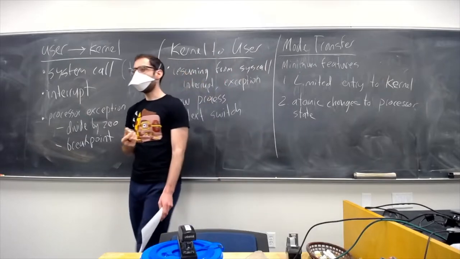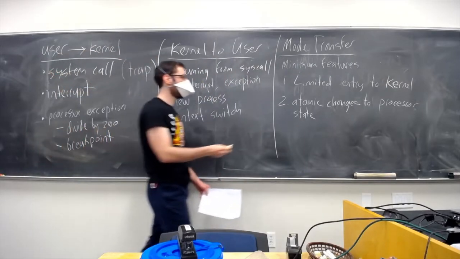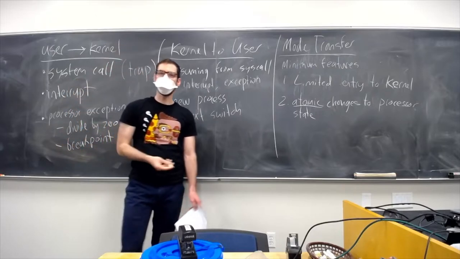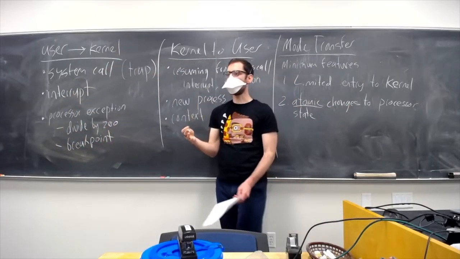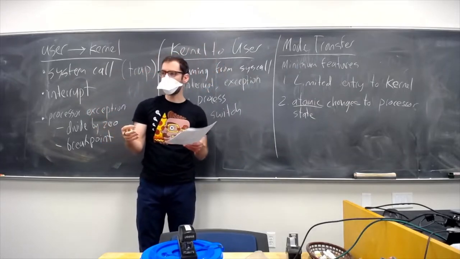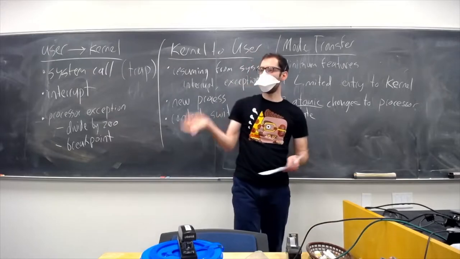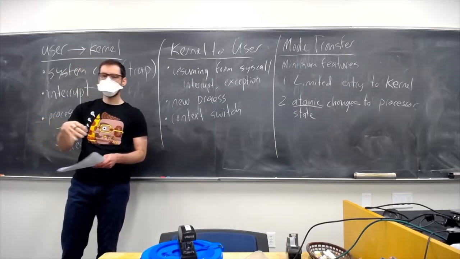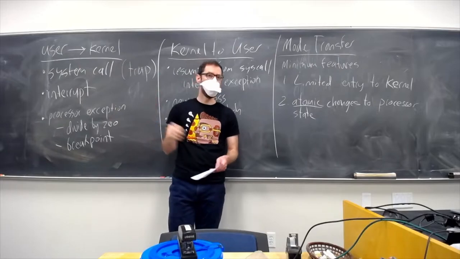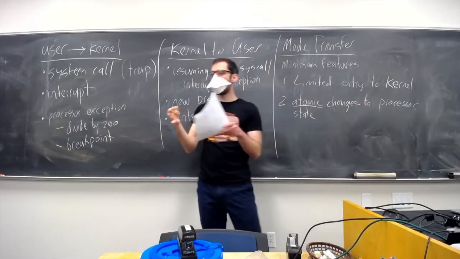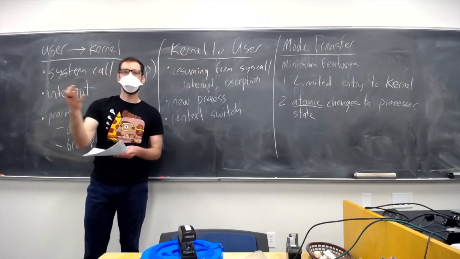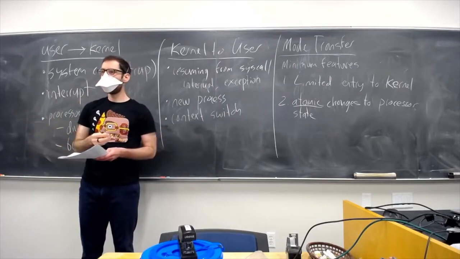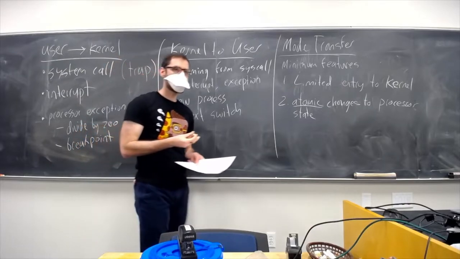Another thing that we really care about is atomic changes to processor state. Does anyone remember what atomic means? All or nothing? Yeah, all or nothing. We want these changes to be indivisible. There's a set of changes we need to make to the processor state, such as switching which memory we're using, switching where our instruction pointer is, like the address of the next instruction we're going to run, and switching which mode we're in, kernel or user. These changes need to be atomic. We can't have something happen in the middle of them because the system would be in an inconsistent state and very strange or bad things might occur.